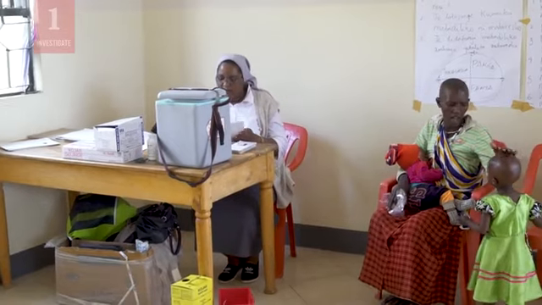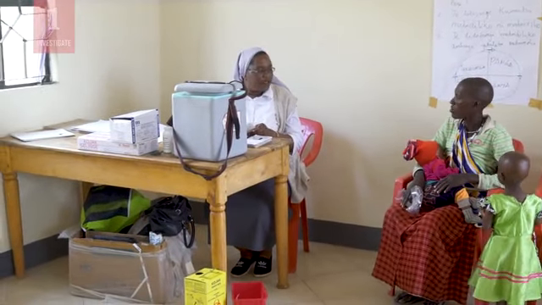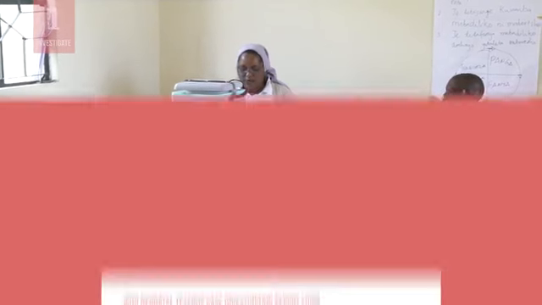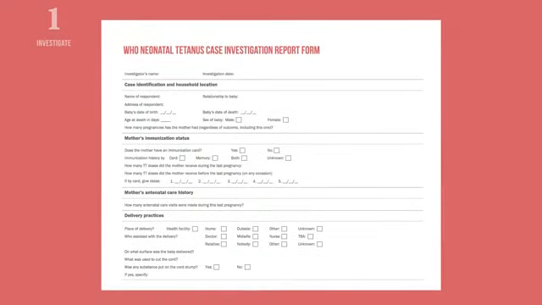This form should be completed face-to-face with the patient and caregiver in the home, community, or health facility. The information required on the form will vary by disease. This is an example of a form for neonatal tetanus. At a minimum, you should collect the following information.